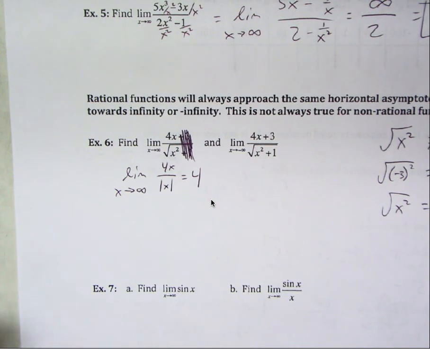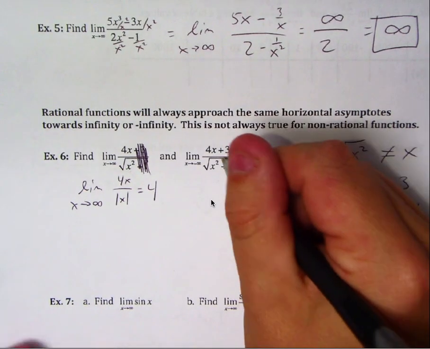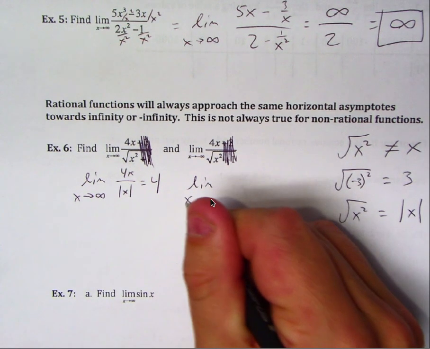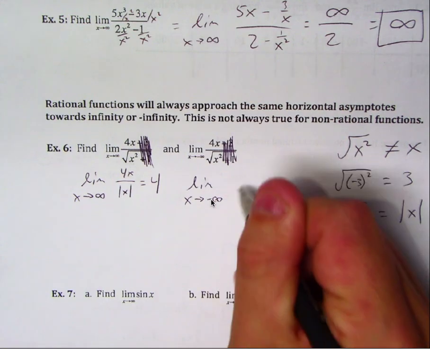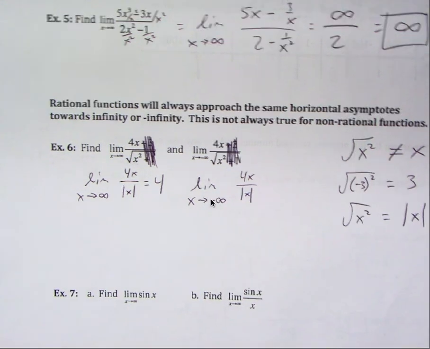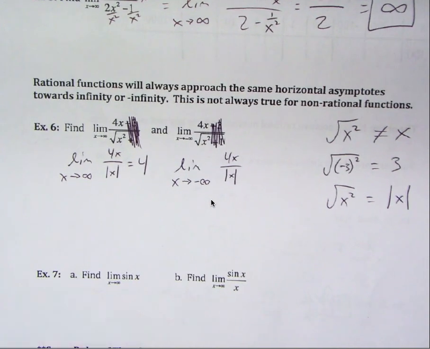Now, the negative infinity one is where it gets a little different. I'm going to do the same thing. Cross out the constants. And we have the limit as x approaches negative infinity of 4x over the absolute value of x. What's going to change? What's going to happen on this? What do you think? Yeah, the sign's going to change.